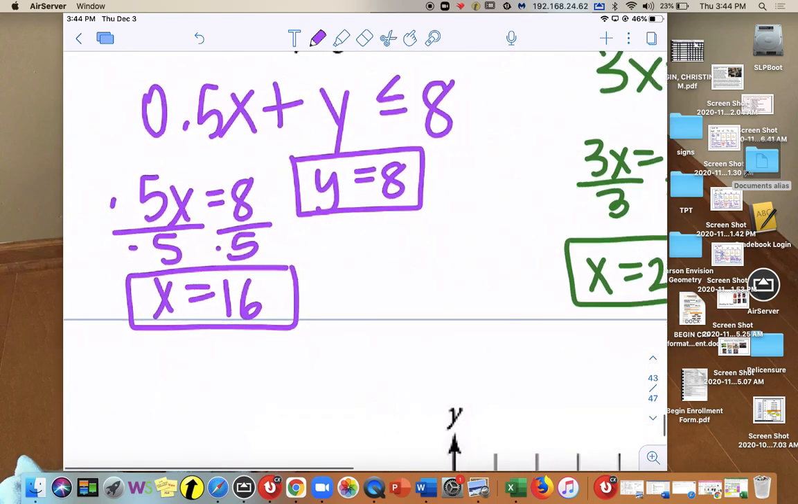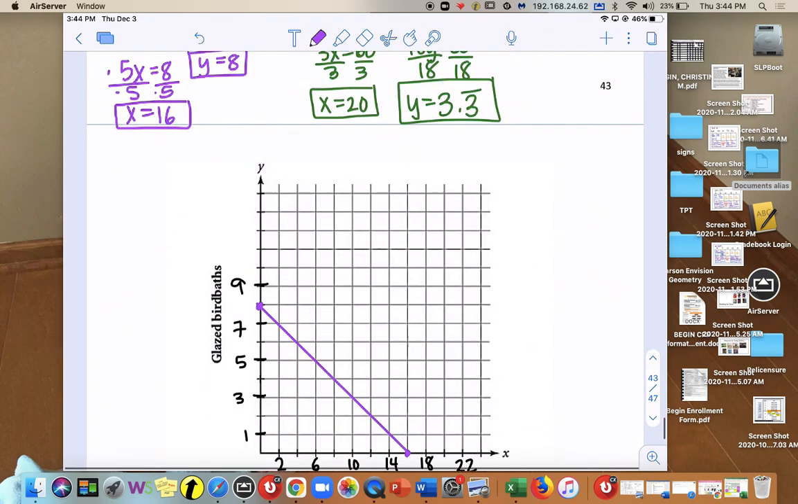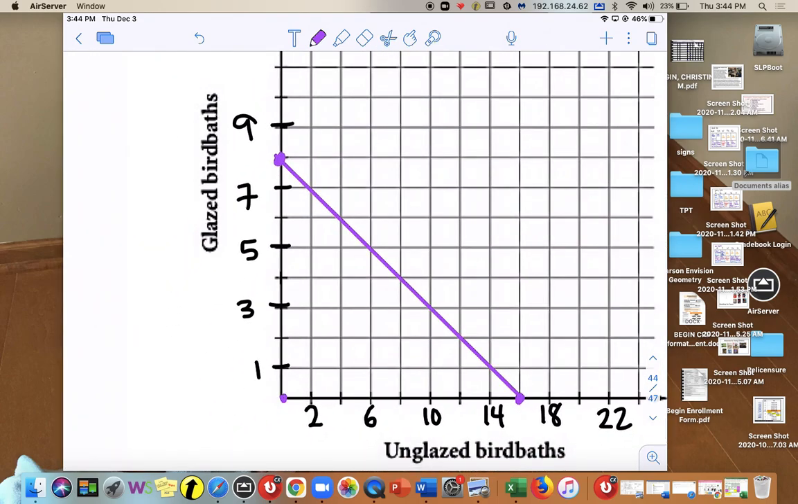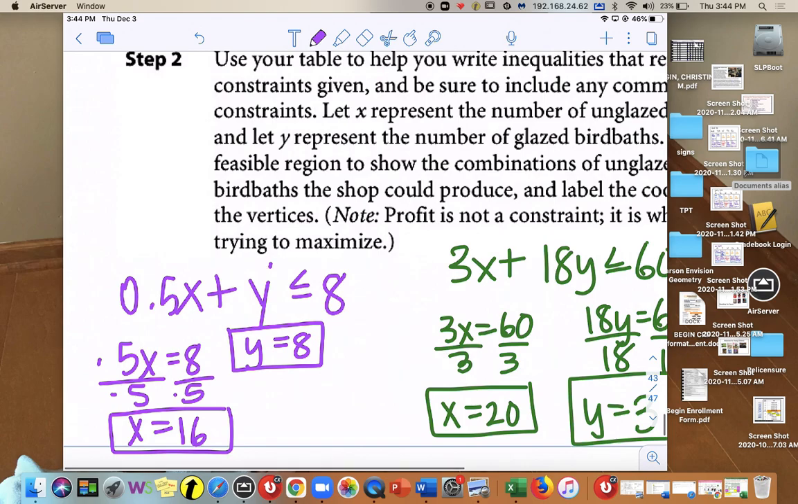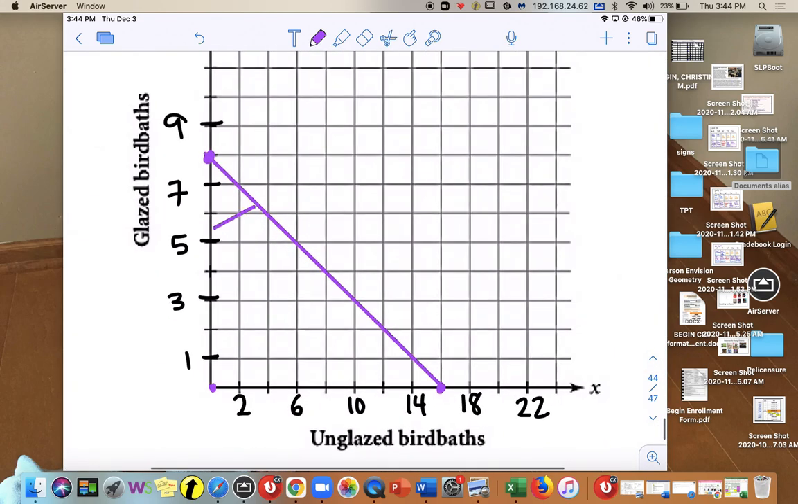So our inequality is less than or equal to 8. I'm guessing we're going to shade below. But let's test this point 0, 0 and just see. Is 0 less than or equal to 8? If I plug in, yes it is. So we're going to go ahead and shade below the line. I'll lightly shade because we know we're going to have 3 inequalities to graph, and we're going to look for the feasible region where it's shaded for all.